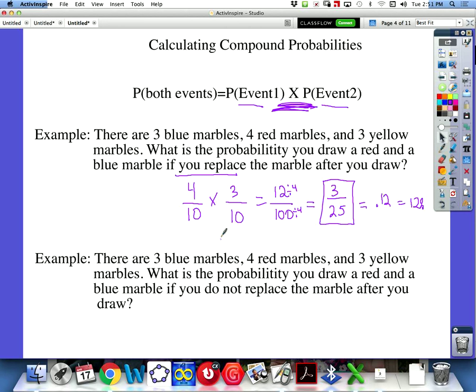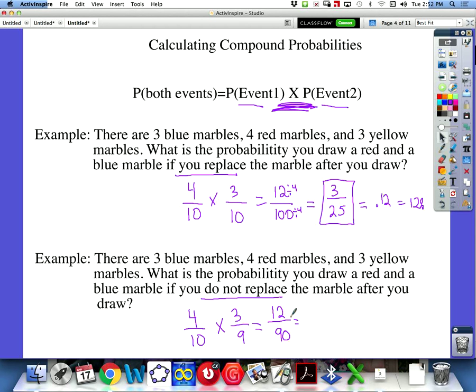For this example, same marbles, but now it's the do not replace. So this is the one I did on the last page. The probability of getting red is 4 out of 10 times the probability of blue, which now is 3 out of 9 because that one marble is gone. So now that means our final probability, instead of being 12 out of 100, is actually 12 out of 90.